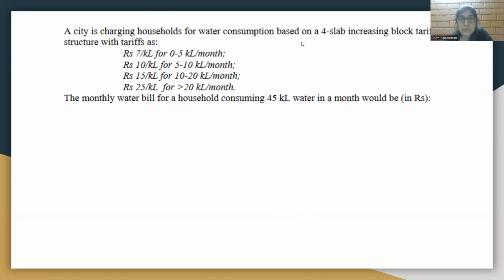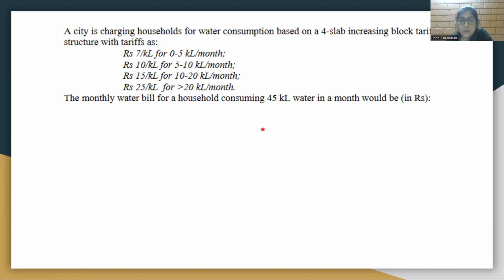A city is charging based on a 4 slab increasing block tariff structure. It is rupees 7 for a consumption of 0 to 5 kiloliters per month, rupees 10 for a consumption of 5 to 10 kiloliters per month, rupees 15 for a consumption of 10 to 20 kiloliters per month, and rupees 25 for a consumption above 20 kiloliters per month. So this person is using 45 kiloliters per month. What would be his monthly water bill is the question.